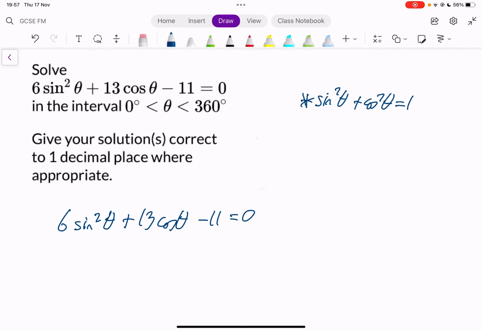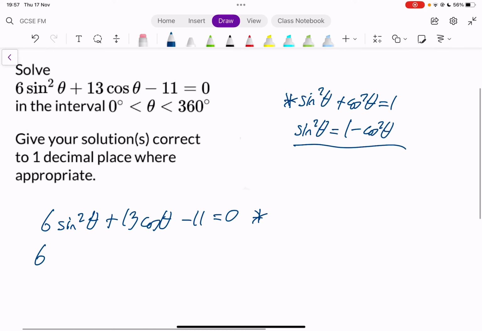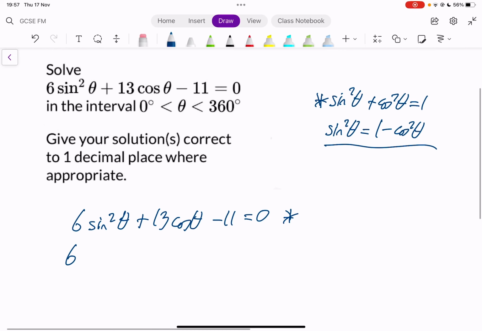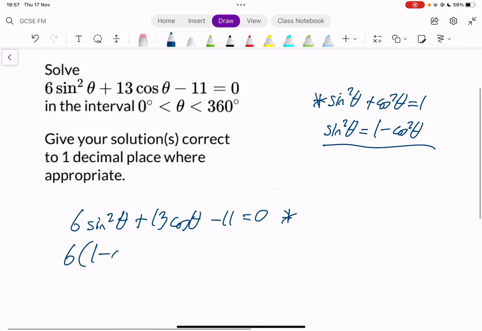But what we can do with this is we can change this. We can make sine squared the subject here by bringing the cos squared across the other side. So sine squared becomes 1 minus cos squared. So then if we go back to our equation and substitute in, instead of sine squared, we're going to write 1 minus cos squared. If we sub it in, it's going to be 6 times 1 minus cos squared theta plus 13 cos theta minus 11 is equal to 0.